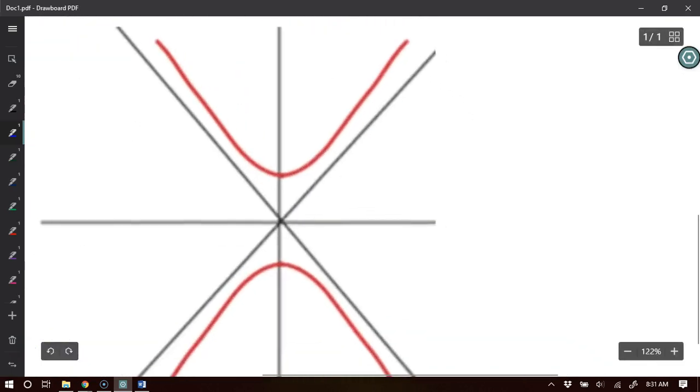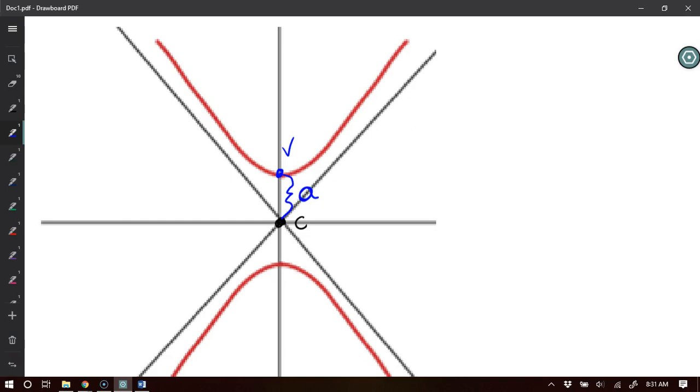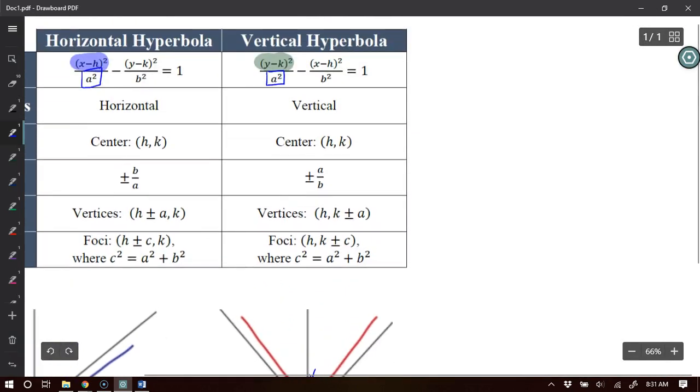And we can even look at it the same way for this vertical. Here's our center. Here's our vertex. A is the distance from the center to the vertex. Well, now that A value is going up and down, so it has to be located under the y. So the big takeaway is a squared is always the denominator of the first fraction. The only thing that switches is the numerator of the first fraction and the second fraction, on which one comes first, the x minus h or the y minus k.